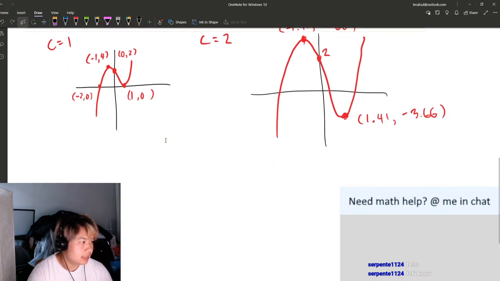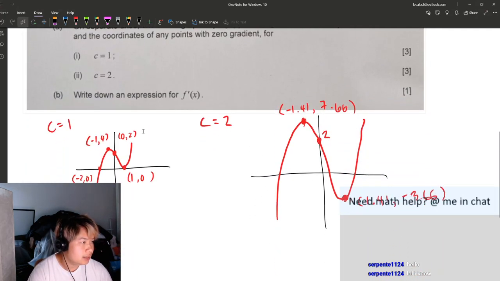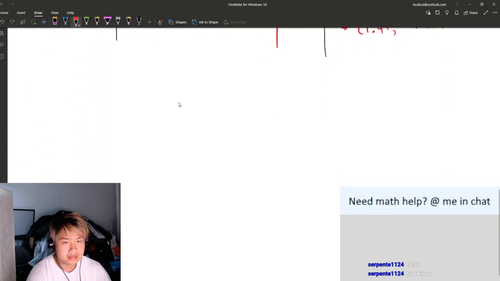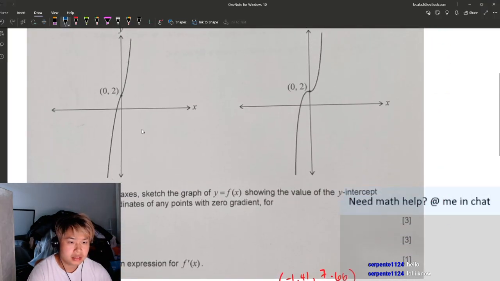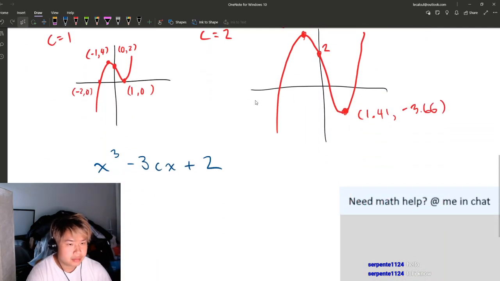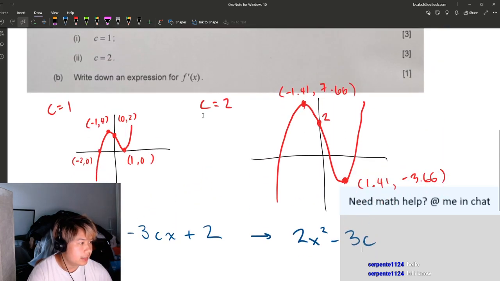Anyways, whatever, that's easy, 6 marks. And then write down an expression for f prime of x. That's easy enough to do. So here's our original function, I think. And then we take the derivative. So you get 2x squared minus 3c. Nice.